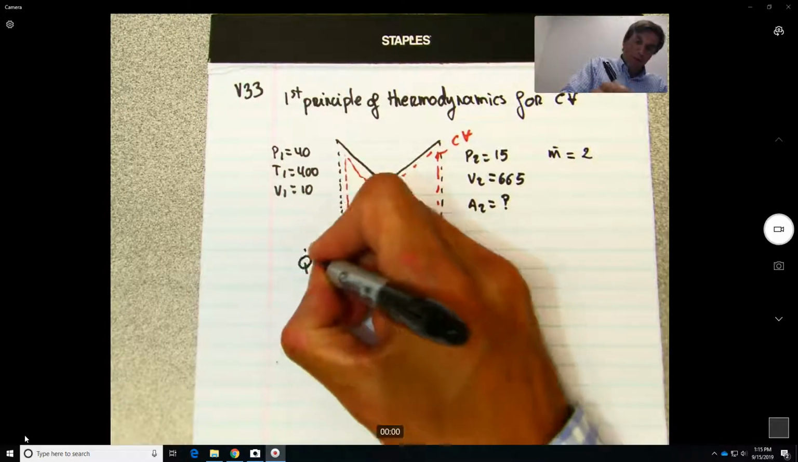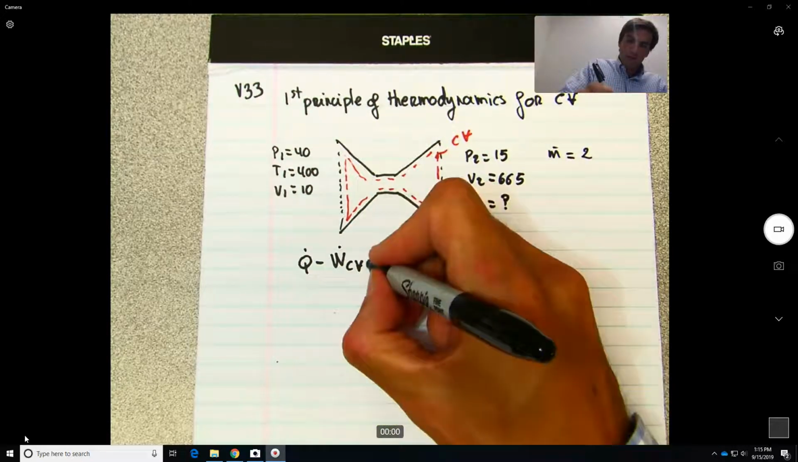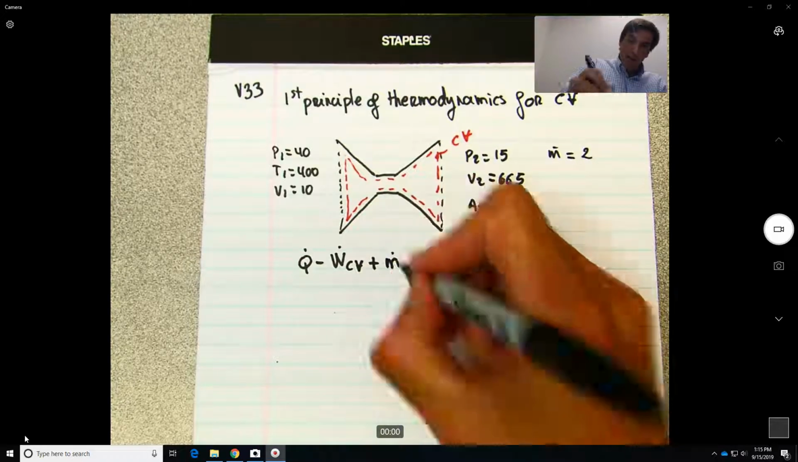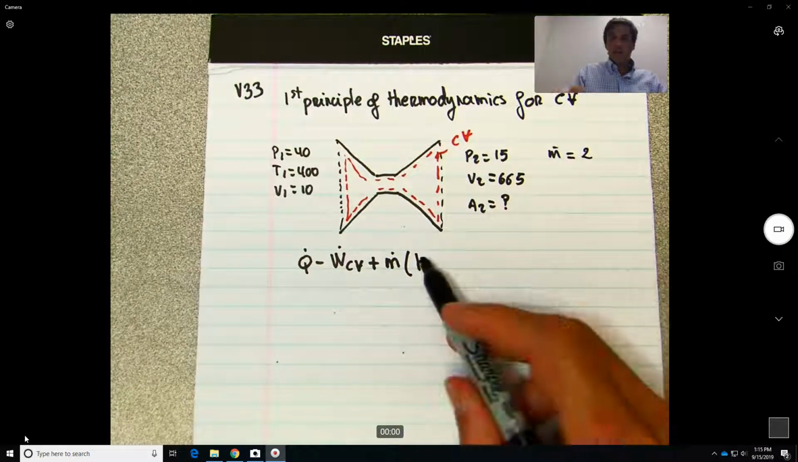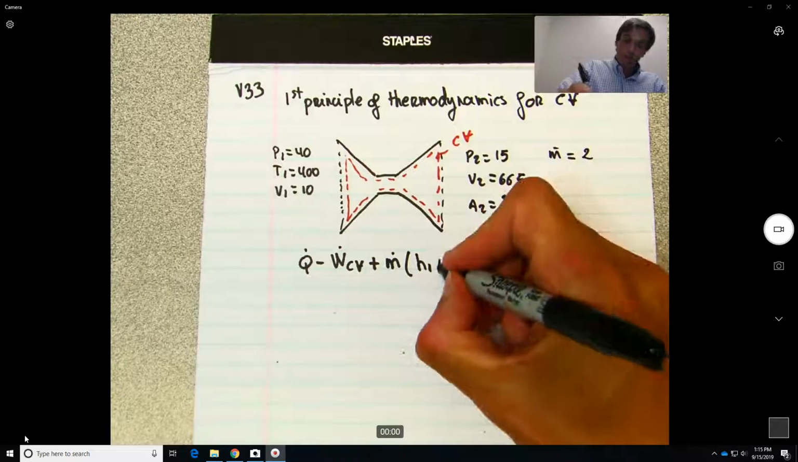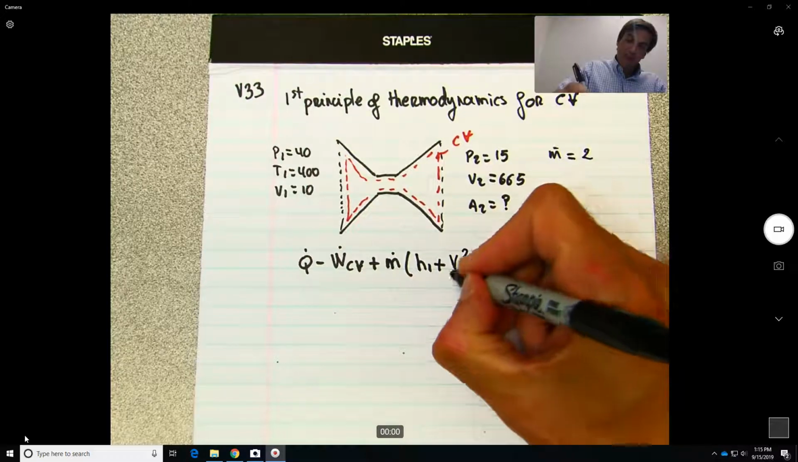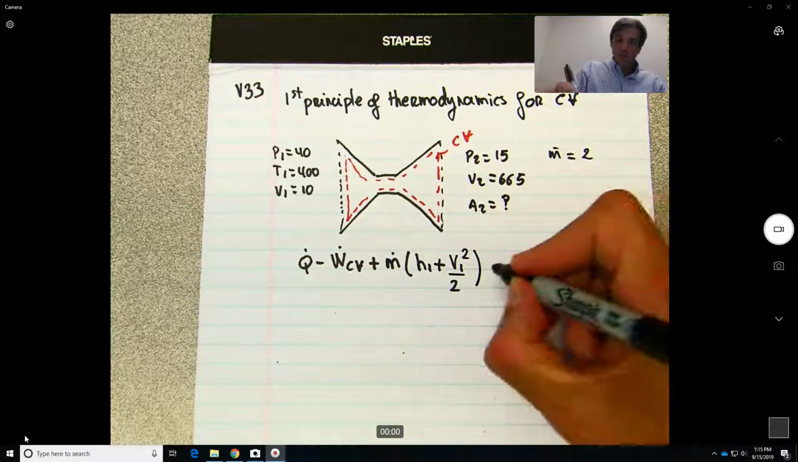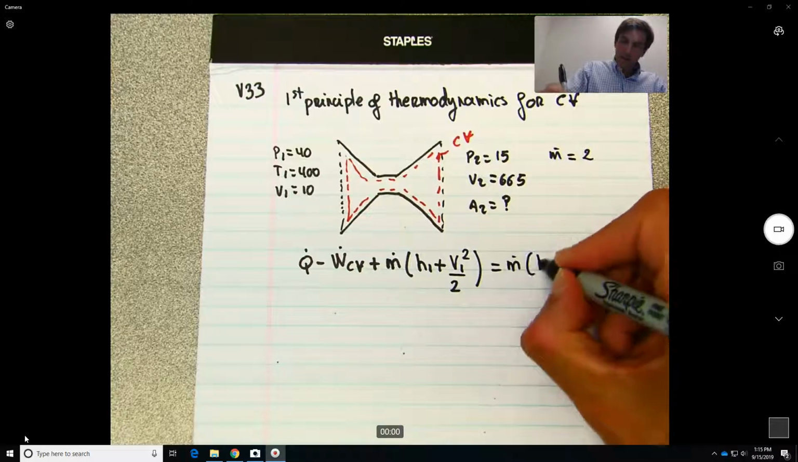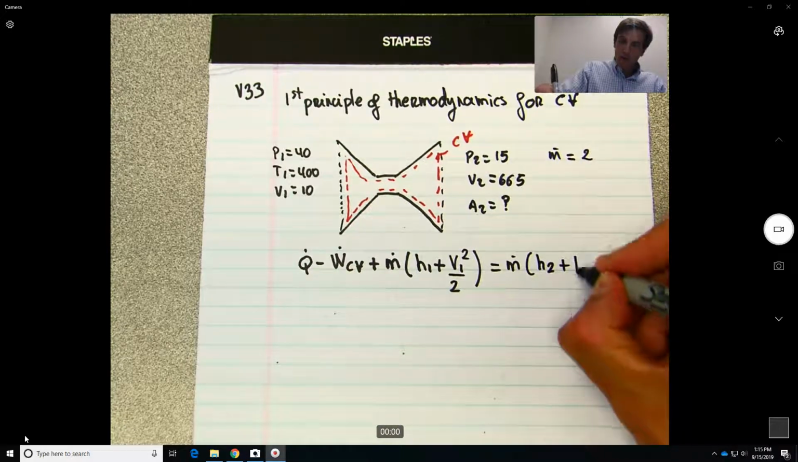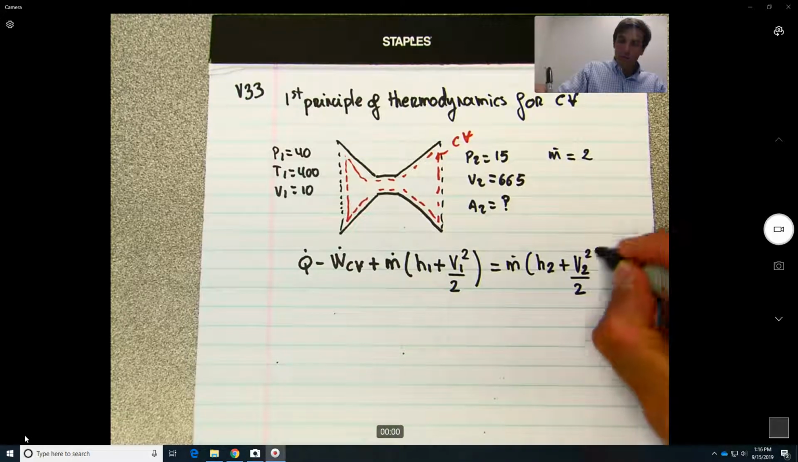Okay, so the first principle will be what? Heat transfer minus the power for the control volume plus m dot H1, neglecting the potential energy, that will be 0. So we have the enthalpy plus the kinetic energy, and that should be equal to m dot H2 plus V2 velocity squared over 2.